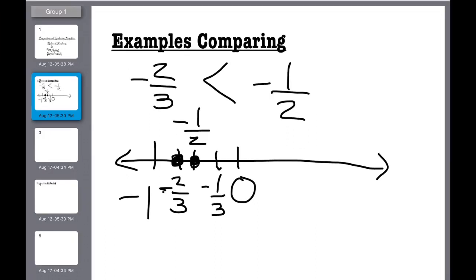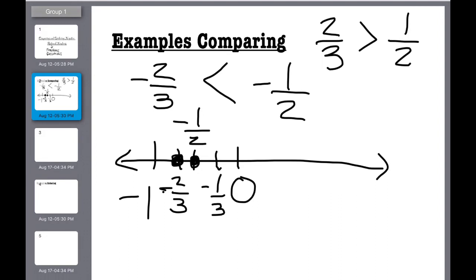What makes this a little bit confusing is if these were positive numbers, if we were comparing 2/3 to 1/2, 2/3 would be greater than 1/2. But remember, when we are talking about negative numbers, they are opposite. So the farther away from 0 we get, the smaller the number is. So even though the fraction 2/3 looks bigger than 1/2, -2/3 is actually smaller than -1/2. So just remember, negatives are opposite.